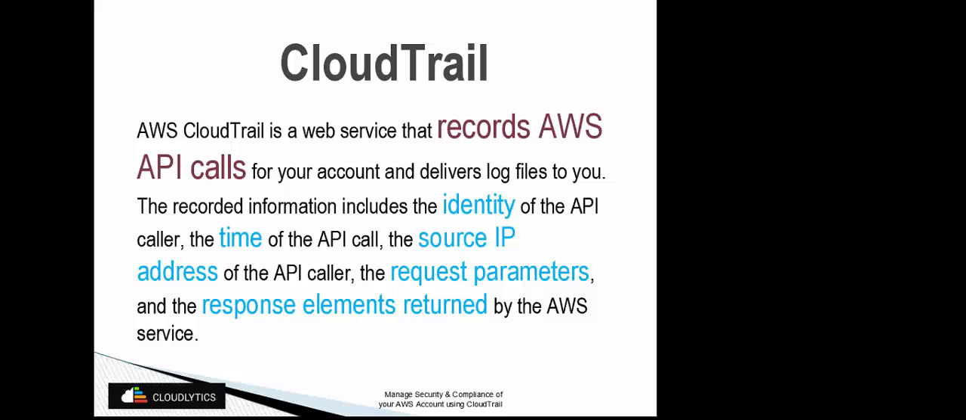Some of the information, as shown on the slide, that is recorded by CloudTrail includes the identity of the API caller, the time that the API call was made, the source IP address of the API caller, and the request and the response of that API call. So in short, CloudTrail will help you answer the questions of who did what, when, and from where in your infrastructure.